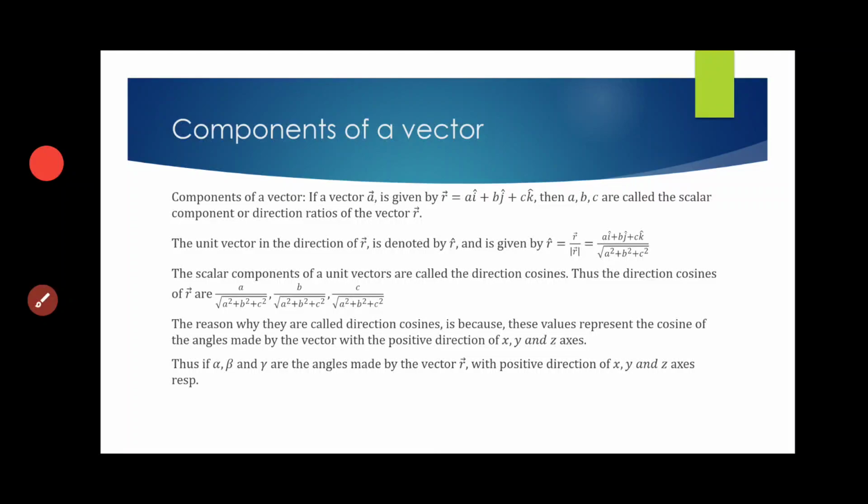So as I said, if alpha, beta, gamma are the angles, then cos alpha is basically a by root over of a square plus b square plus c square, cos beta is b by root over of a square plus b square plus c square, and cos gamma is c by root over of a square plus b square plus c square. Fine.